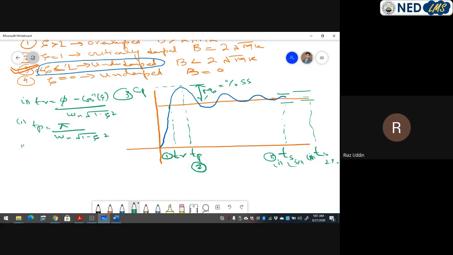Okay. Number three, you can get Cp. I guess Cp is 1 plus exponential minus zeta pi upon under root, not omega n, sorry, 1 minus zeta square. And the number four is percent Mp, percent overshoot, you can say.